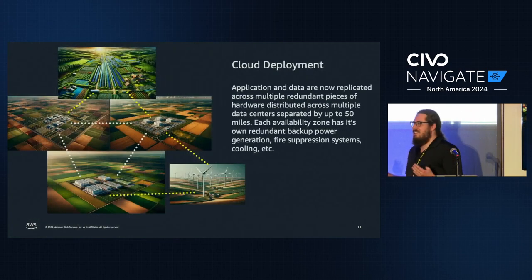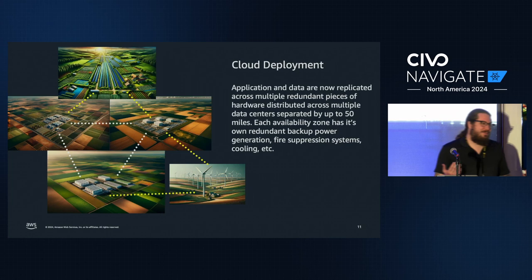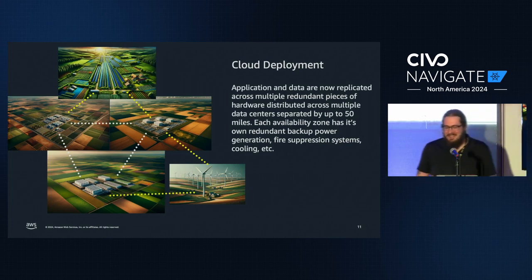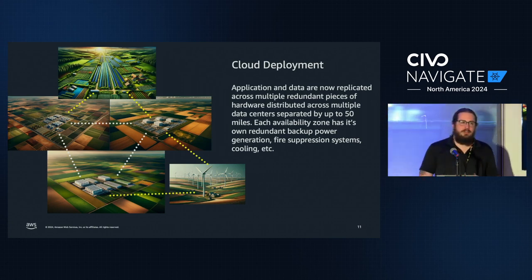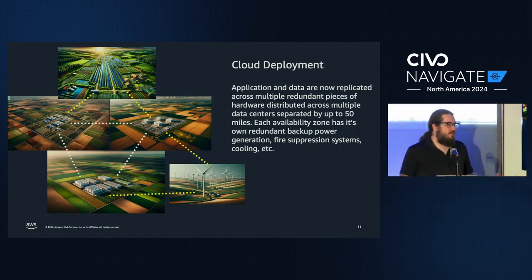So here we get to Amazon Web Services. Obviously, I work for Amazon Web Services. I'm going to pitch the cloud. And cloud, what is a cloud deployment? Well, a cloud deployment is really the idea that your application data are not hosted in one specific location. They're replicated. So they're replicated across multiple redundant pieces of hardware in multiple locations.